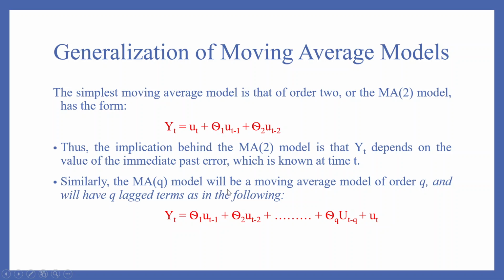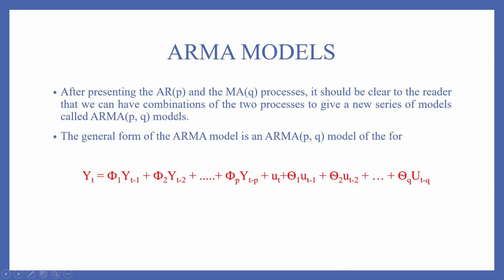Similarly, the MA(q) model will be a moving average model of order q, and will have q terms as in the following. So this is a generalized model, and the last term is q.